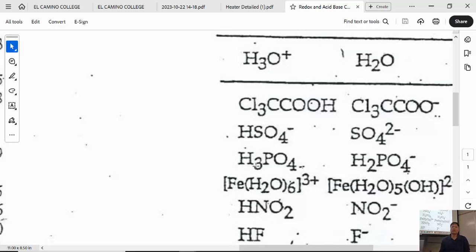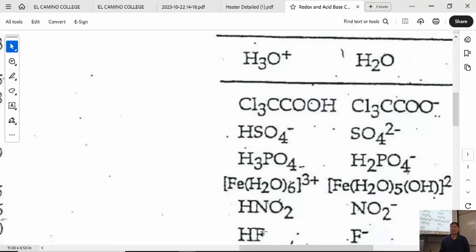Hydrofluoric acid, but weaker than phosphoric acid. Phosphoric acid is one of the stronger weak acids. The strongest weak acid on this chart is this one. This one's called trichloroacetic acid. And then bisulfate. Bisulfate is not a strong acid. Bisulfate's a weak acid. A lot of people treat that as a strong acid. It's wrong. And then phosphoric acid, and then hexaaqua iron 3, and then nitrous acid, and then hydrofluoric acid.